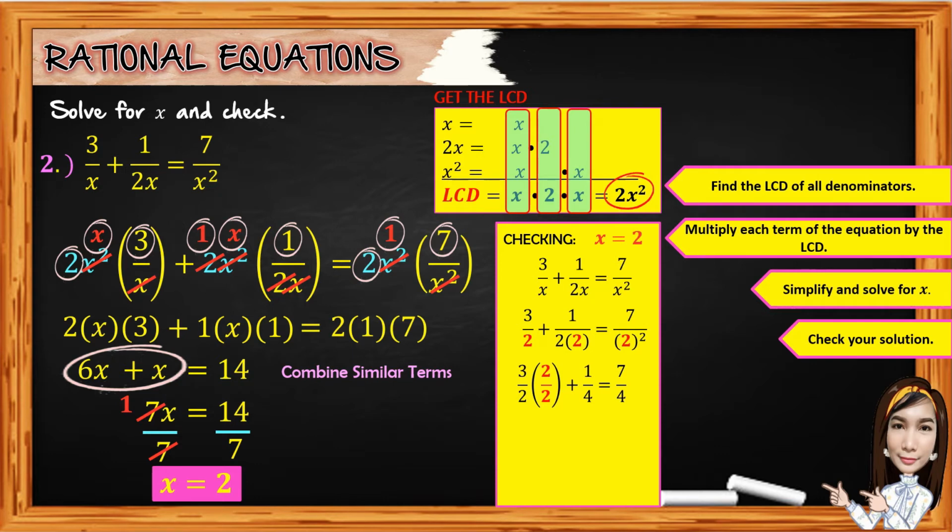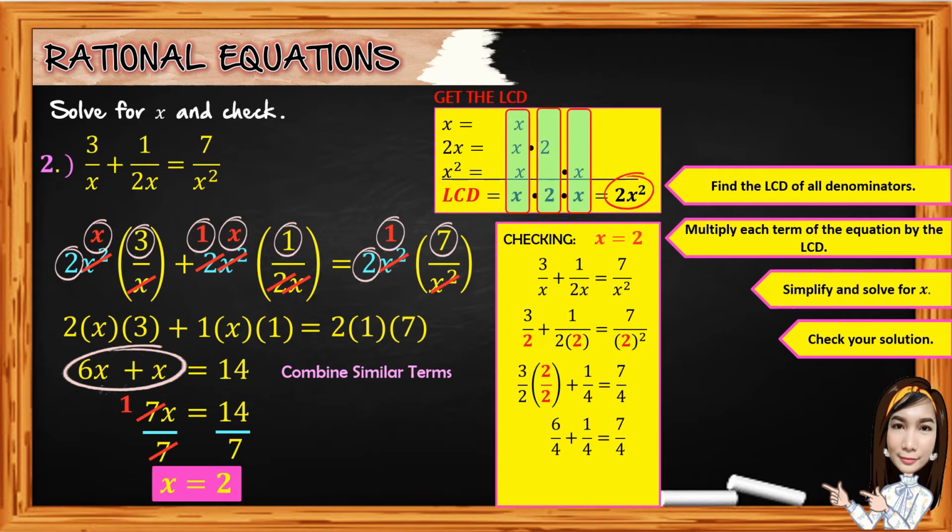Now as you notice, we multiply 3 over 2, both numerator and denominator by 2, so that they will become similar fractions. So 3 times 2 is equal to 6, 2 times 2 is equal to 4, plus 1 over 4 is equal to 7 over 4.